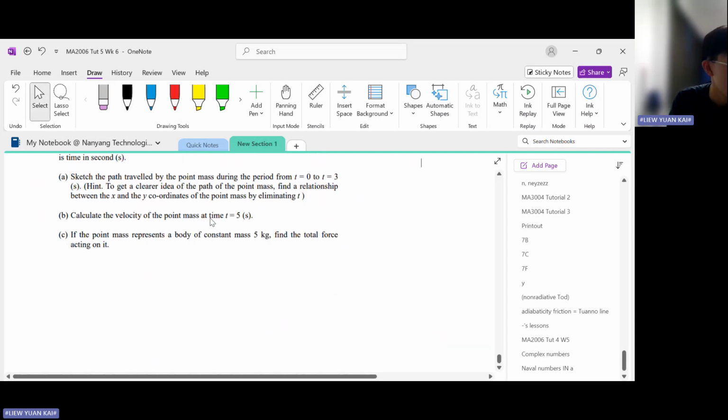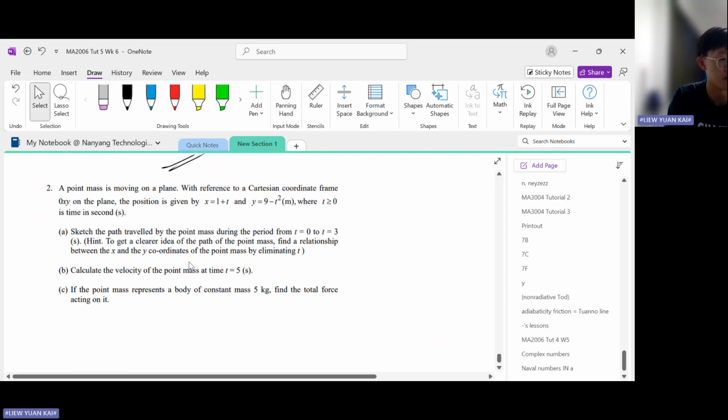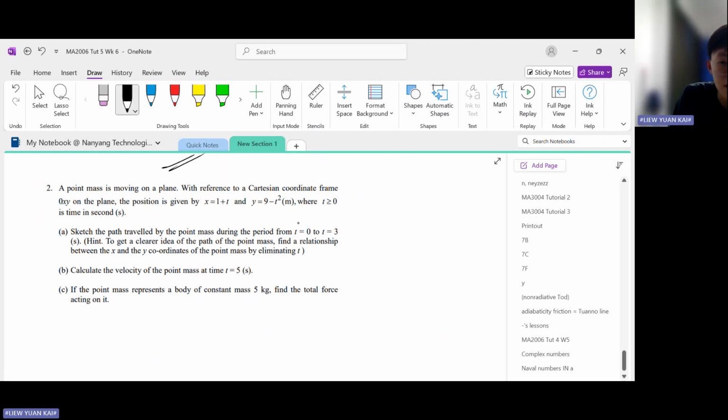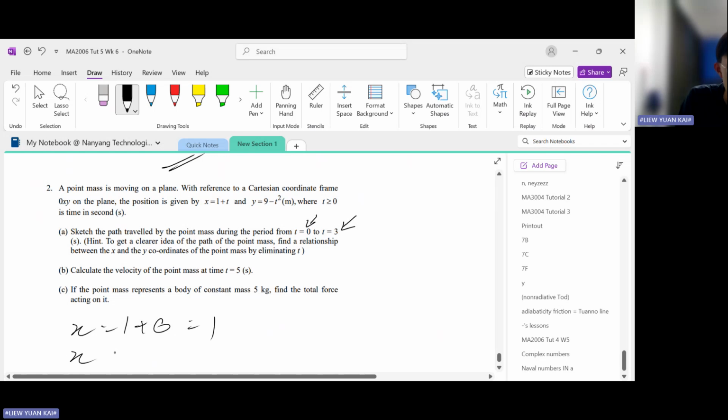Okay, so first things first, we need to calculate the coordinates of the endpoints. The starting point is when t is equal to 0. The ending point is when t equals 3. So let's do that. x equals 1 plus 0 is equal to 1. And y equals 9 minus 0 is equal to 9. So the first coordinate is (1, 9).